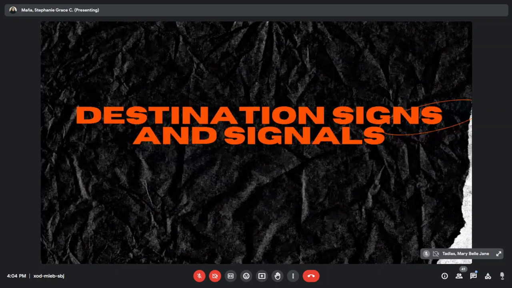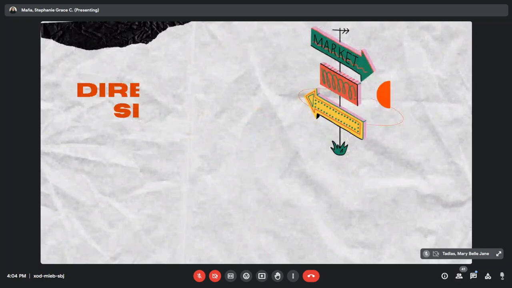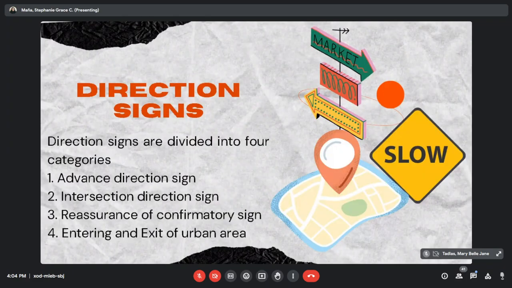So, destination signs and signals. Next slide po. Am I audible po? So, yes. For direction signs. Direction signs are divided into 4 categories. First is the advanced direction sign, intersection sign, reassurance or confirmatory sign, and the last one is entering and exit of urban area. So next slide po.